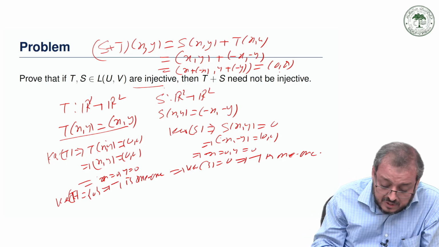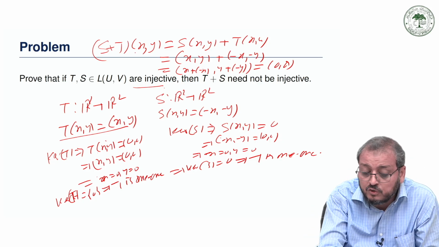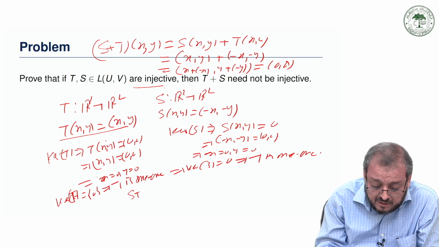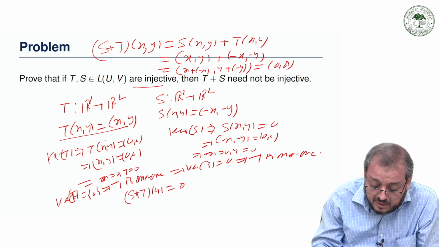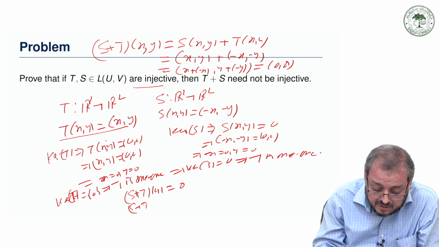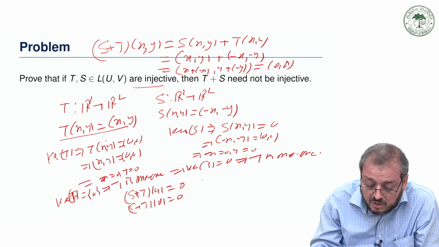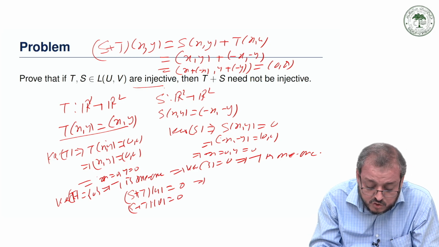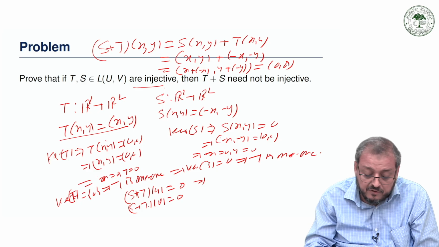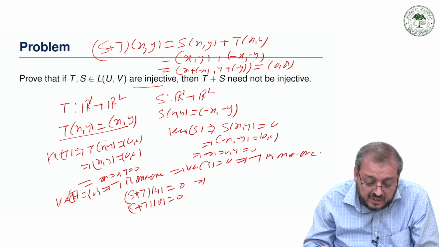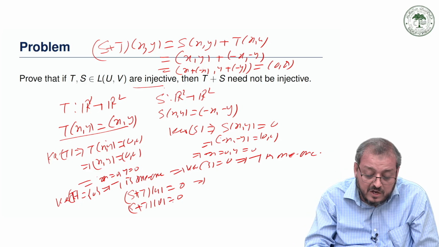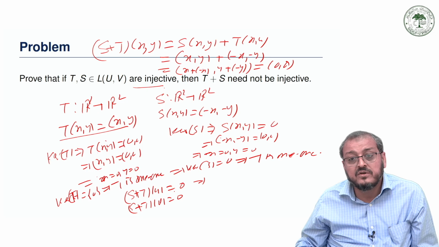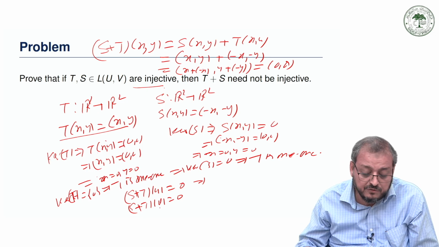If u and v are two vectors with (S + T)(u) = 0 and (S + T)(v) = 0, then these two are different vectors giving the same image. So clearly u is different from v.